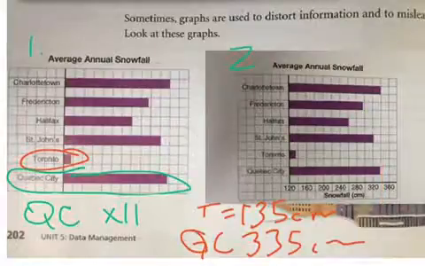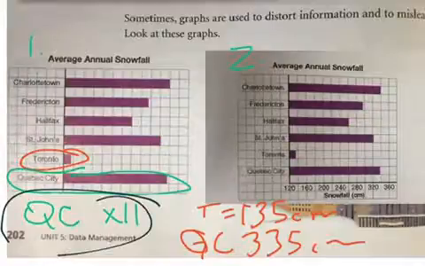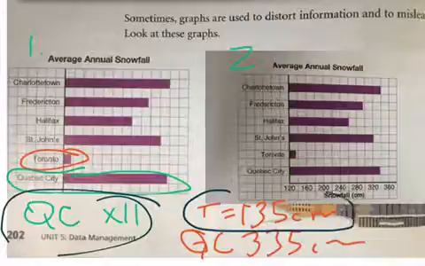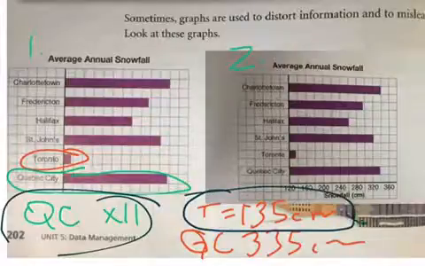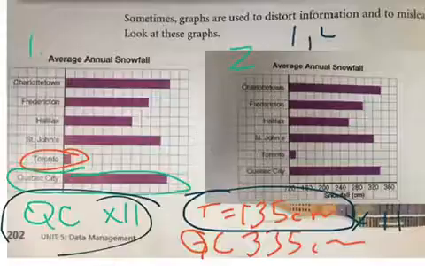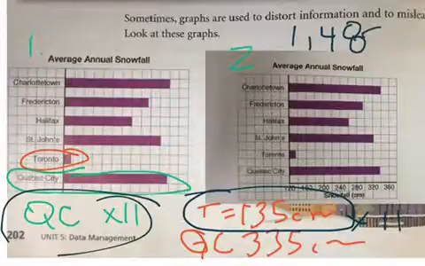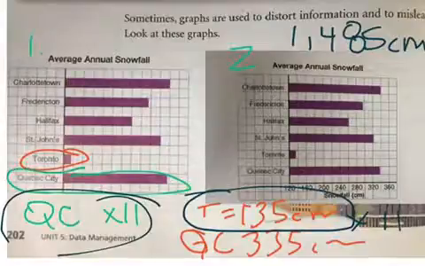Now, with this information, what we're doing is we're trying to compare, does Quebec City really get 11 times more snow than Toronto? Well, to figure that out, we can take Toronto's snowfall, which we now know is 135 centimeters, and we can multiply it by 11. So if you punch that into your calculator, you're going to get a total of 1,485 centimeters. So 11 times the snowfall of what Toronto gets is 1,485 centimeters.